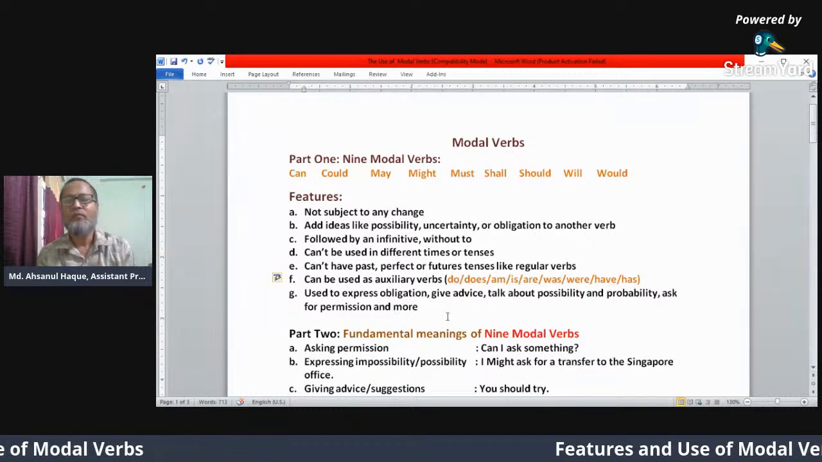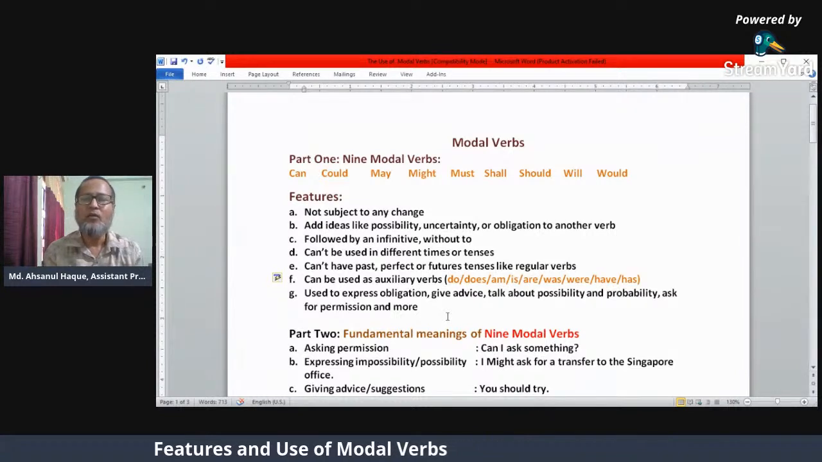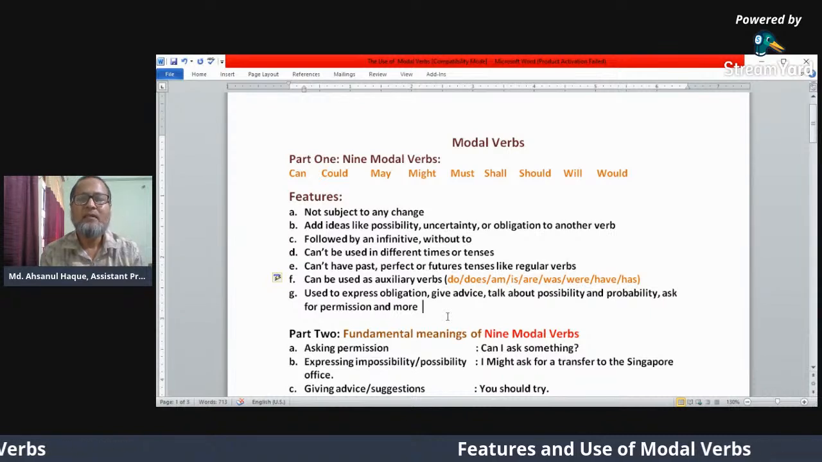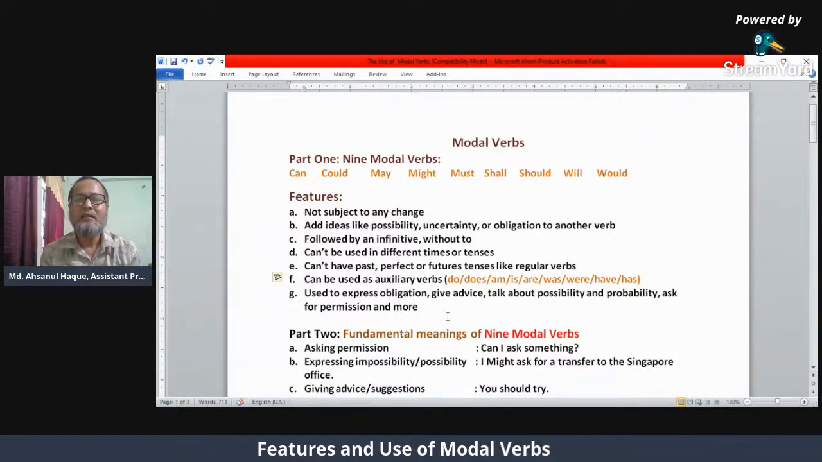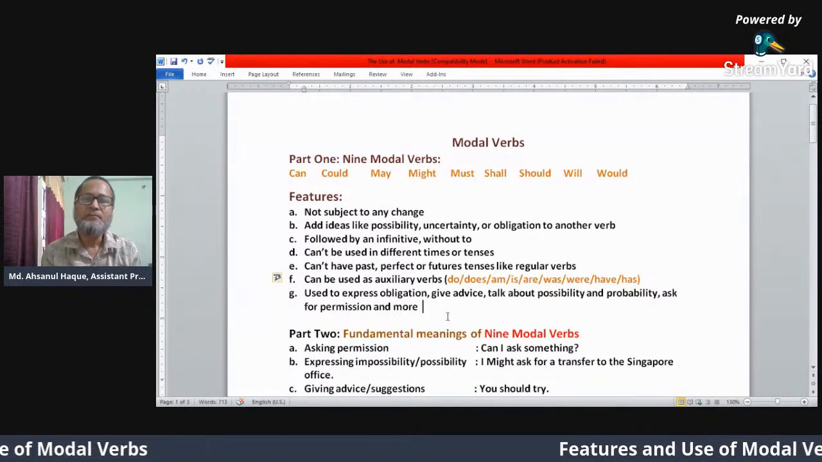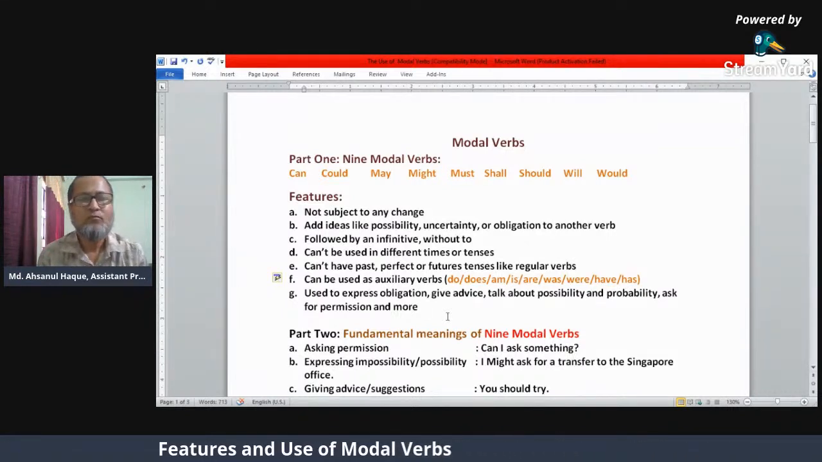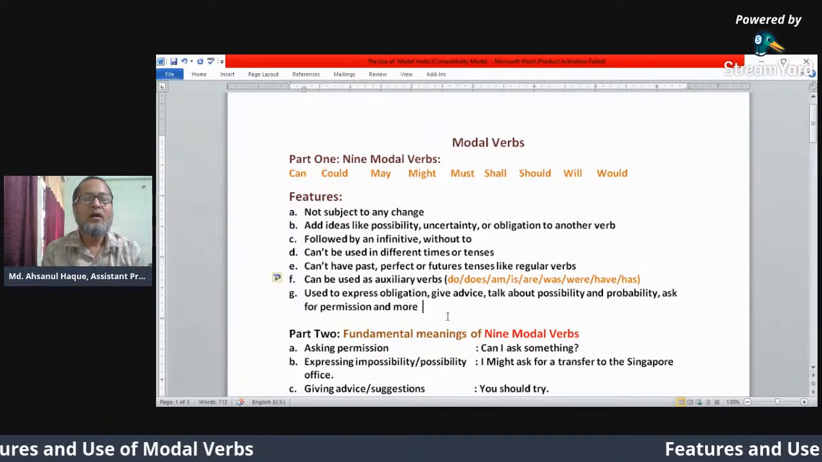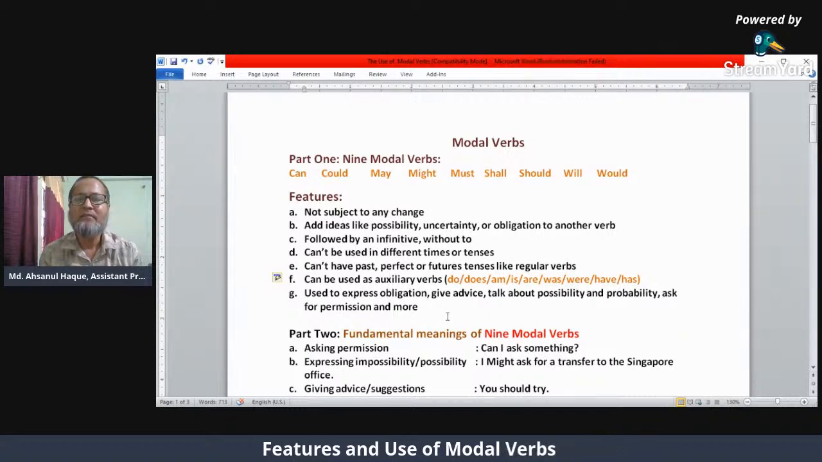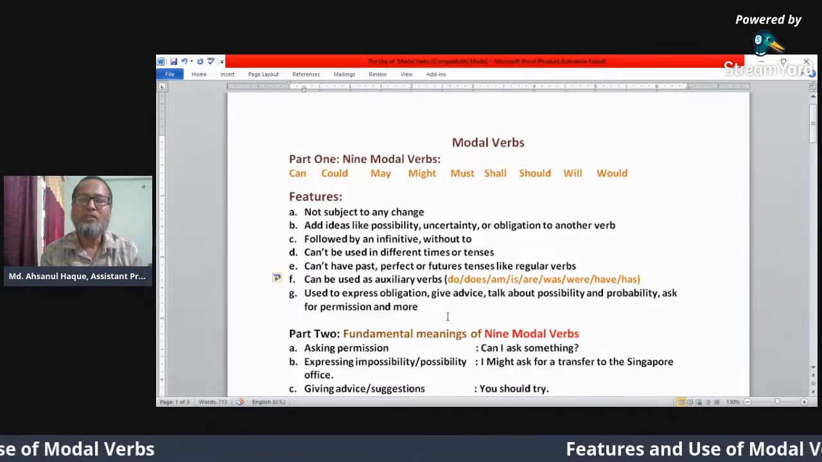Yes. For example, do you like to go there? Will you like to go there? No. Will you go there? Do you go there? Does she come here? Will she come here? So we can make questions just like the auxiliary verb using the modals. Modal verbs are used to express obligation, give advice, talk about possibility and probability, ask for permission, and more.